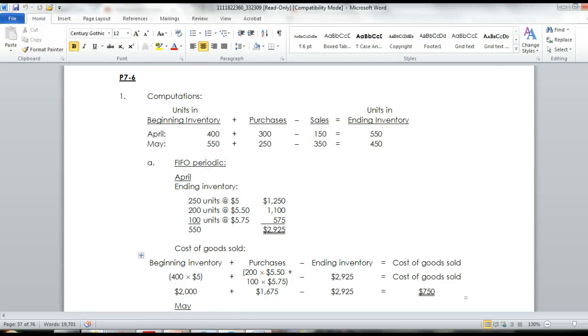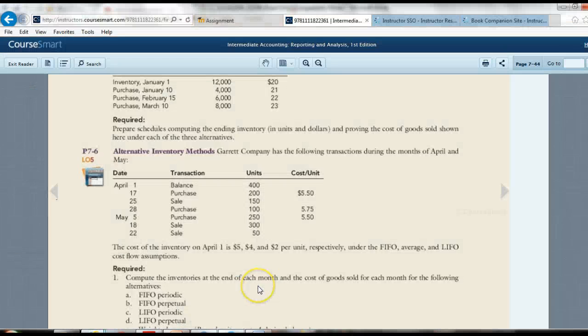We're going to go over a couple problems as it relates to Chapter 7. We're going to start with problem 7-6. This is similar to your assignment 7-7. So basically, Garrett Company has the following transactions during the month of April and May.